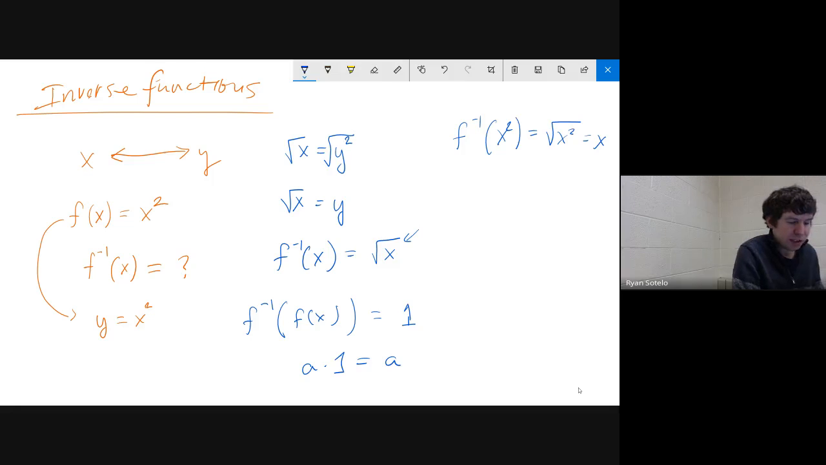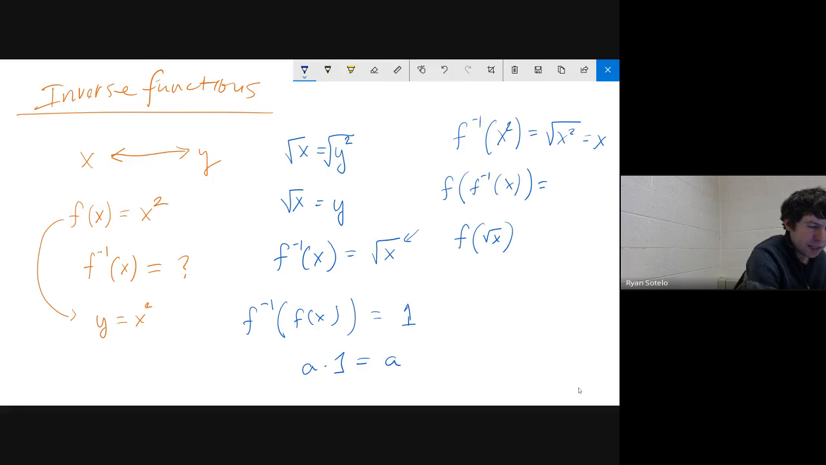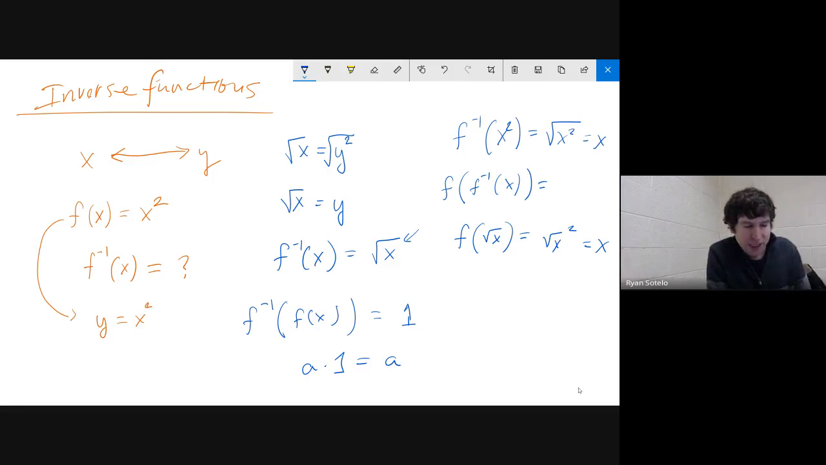They undo each other. And I could have done it the other way. I could have done the function second and then the inverse function first. The inverse function would give me radical x. And then if I apply the original function, which is squaring, I should get this, and the square root and the squaring undo each other, so you just get the input back. So that's how that works.